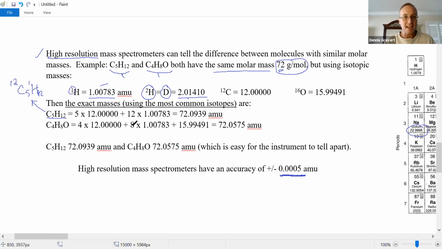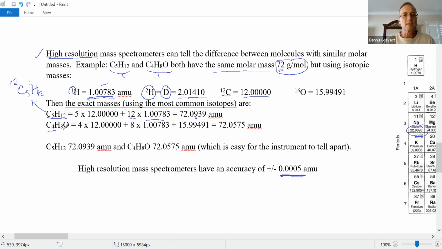And now if you use exact masses, carbon 12, actually this is what we set the AMU, atomic mass units, to. We say, hey, let's have carbon 12 be exactly 12 and get all our other measurements based on carbon 12's mass. So carbon 12 is exactly 12. We have 5 of those. We're just going to add up the molar mass here. But for an individual molecule, there's 12 hydrogens, and the hydrogen mass is this value. And now you get 72.0939.